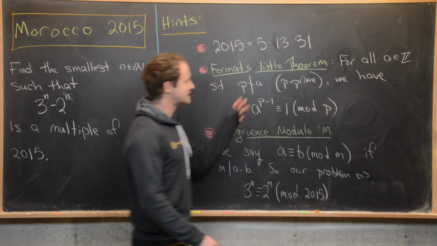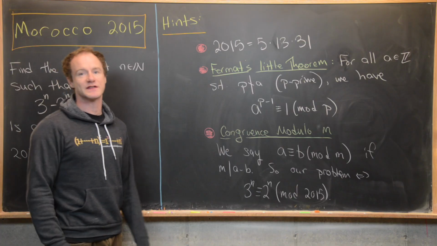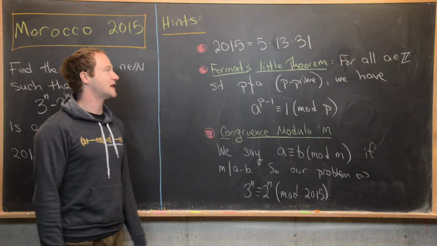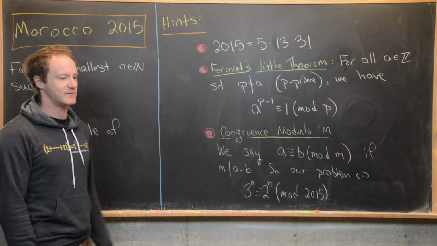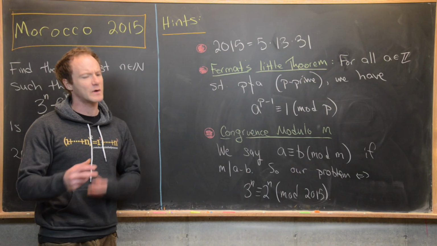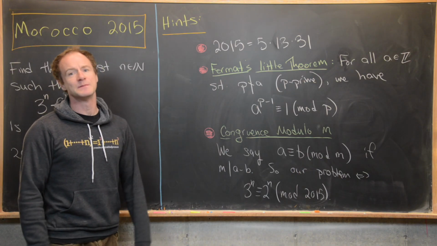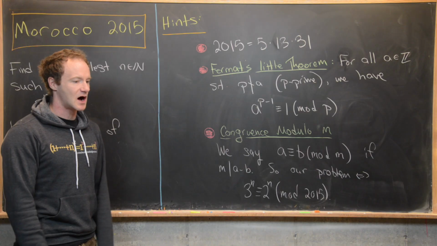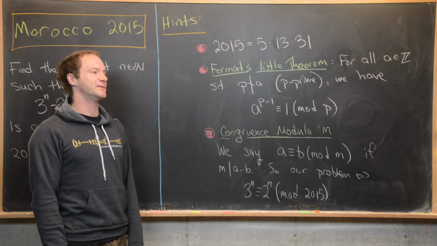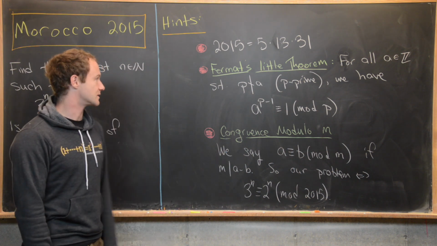Okay, so I've got some hints worked out so you guys can maybe try this problem before we look at a solution. The first hint is that 2015 has the following prime factorization. So it's 5 times 13 times 31. Whenever you're talking about divisibility, especially divisibility by a composite number, it is often helpful to look at divisibility by the component prime numbers.